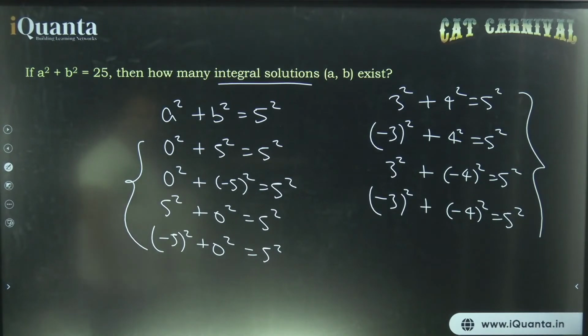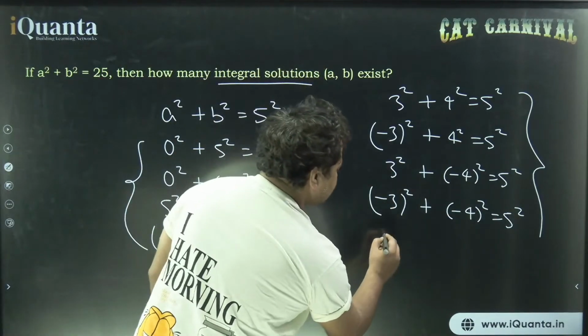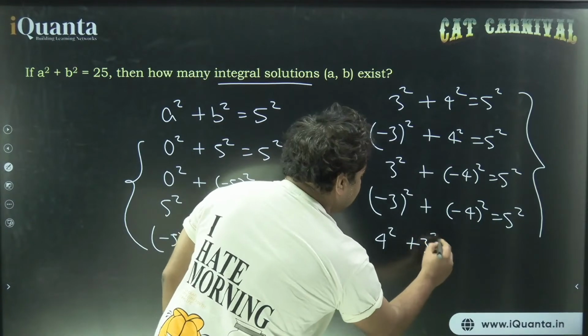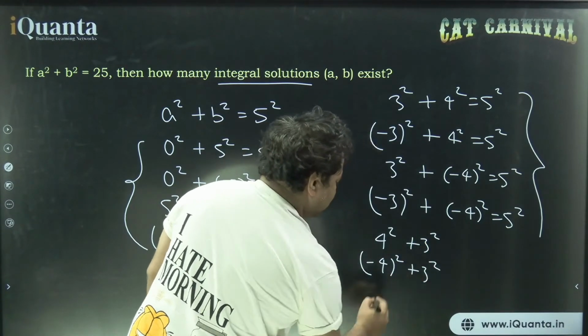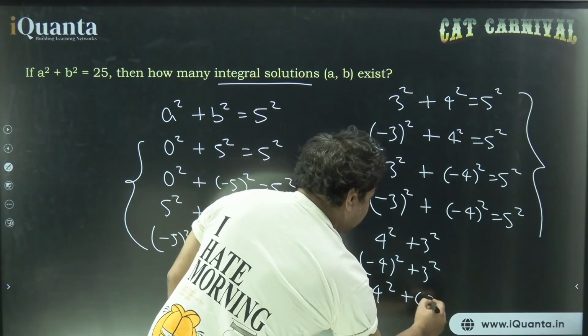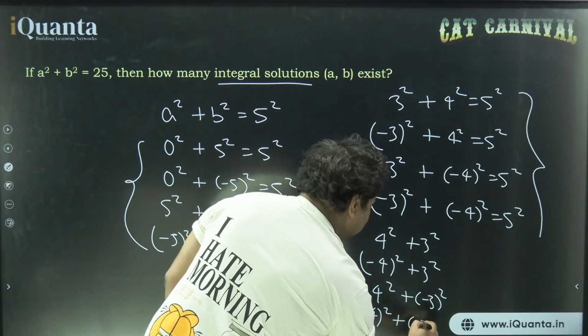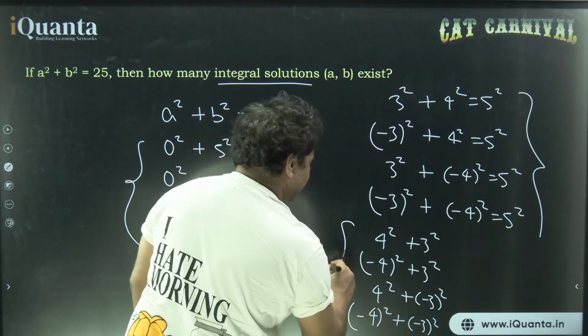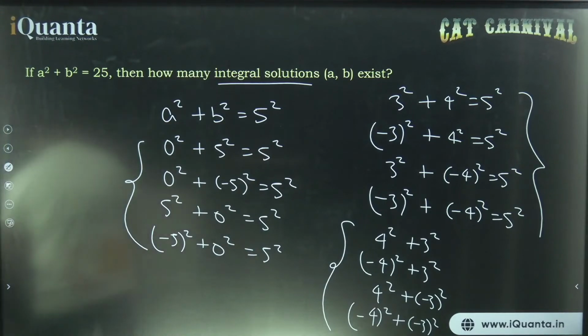This is not the end. The reverse can also happen. 4 square plus 3 square, square of minus 4 plus 3 square, 4 square plus square of minus 3, square of minus 4 plus square of minus 3 is also a possibility. So we have 4 more. Overall, we have 12 solutions. Not 2, not 4, not 8. It's overall 12 different solutions.